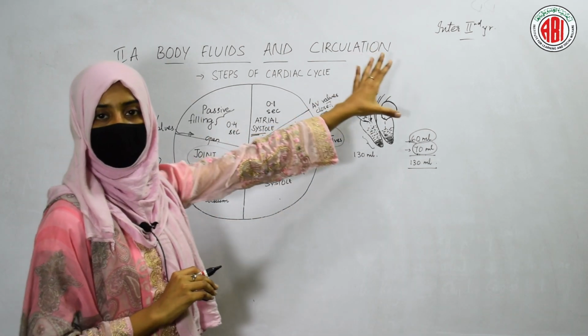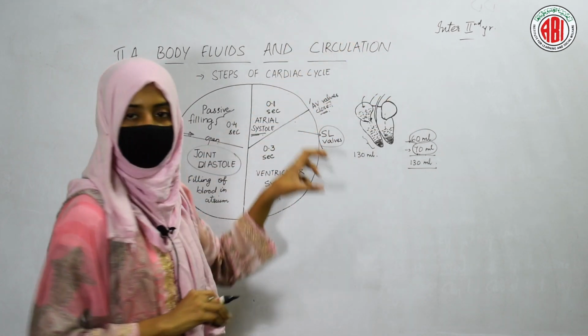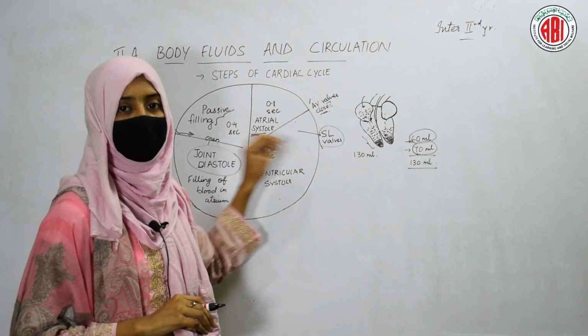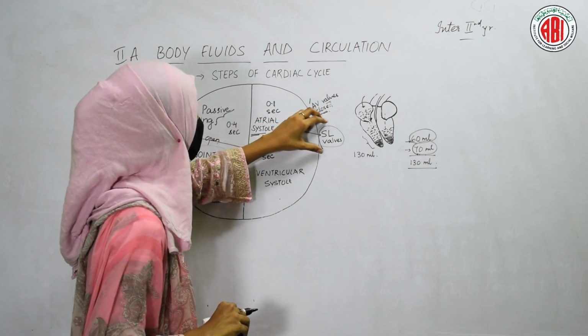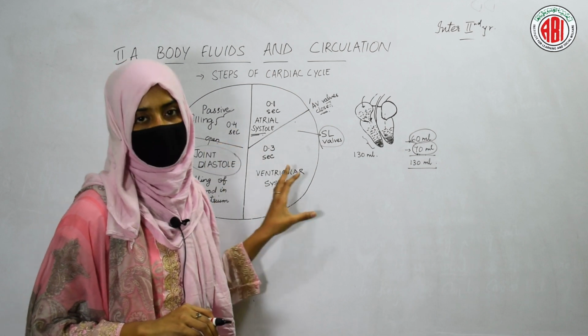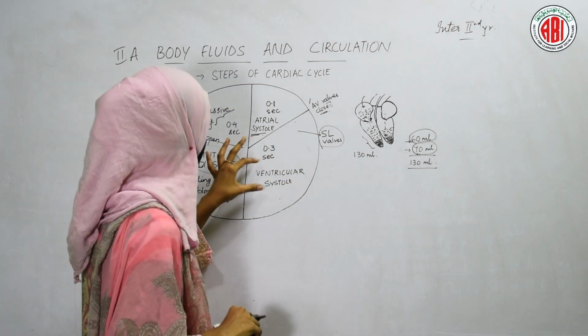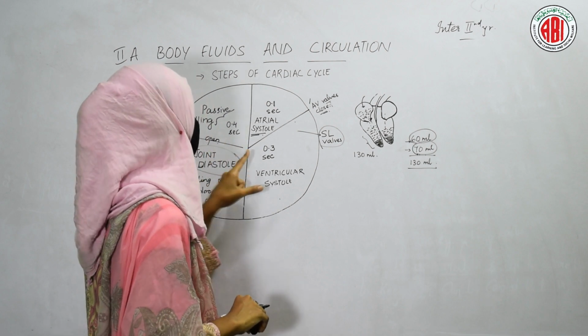Once the blood enters into the arteries, there is a chance for the backflow of the blood. Now to prevent the backflow of the blood, these valves get closed and the ventricle gets relaxed. The relaxation of the ventricle can be seen. The ventricular systole takes only 0.3 seconds.